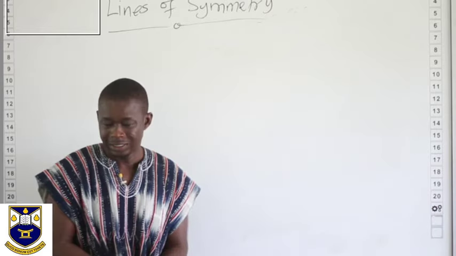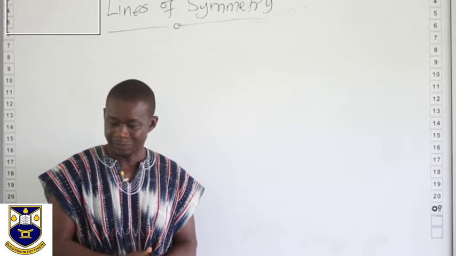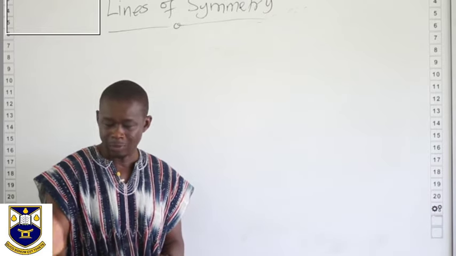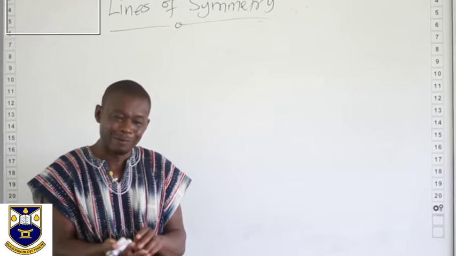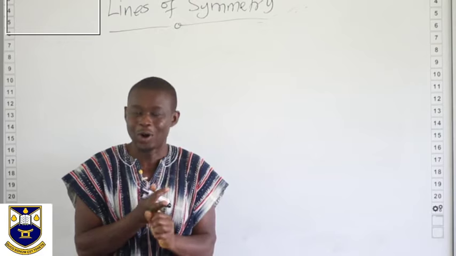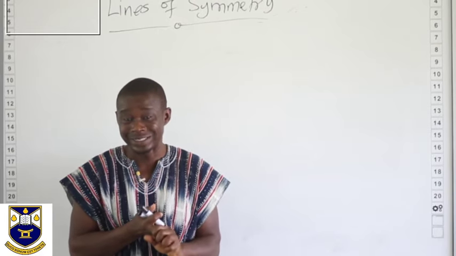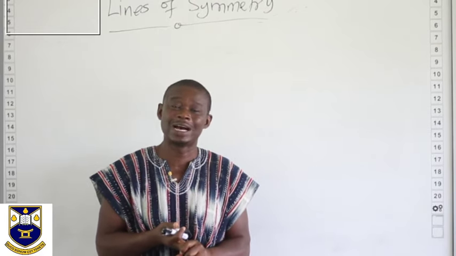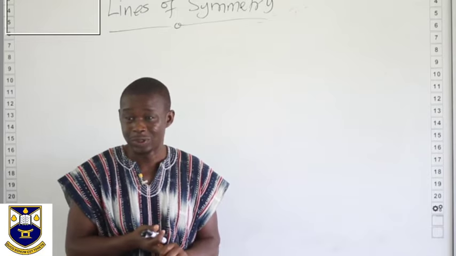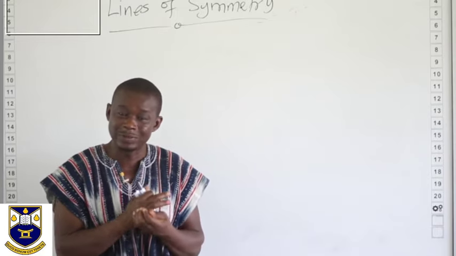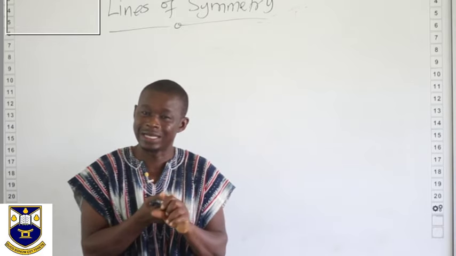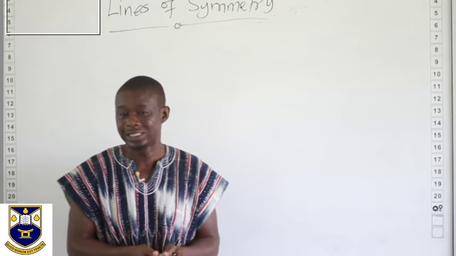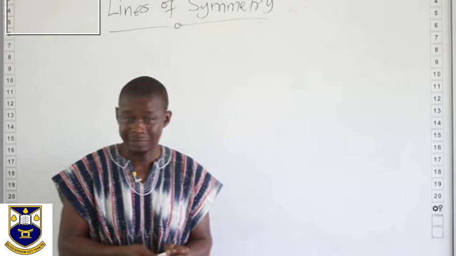Now, what is a plane shape? A plane shape can have one or more lines of symmetry. Every plane shape can have one or more lines of symmetry. In fact, some of them don't even have a line of symmetry at all. So, lines of symmetry can be 0, 1, 2, 3, and so on, depending on the shape of the plane figure.